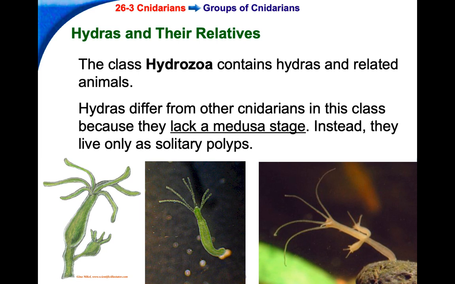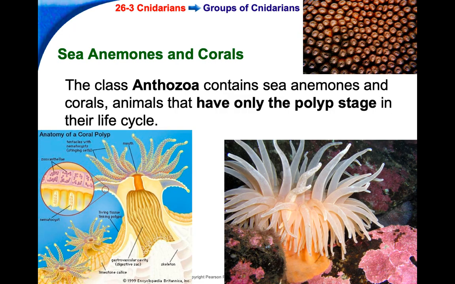Okay. And then finally, the last kind of class would be sea anemones and corals. And these are in the class, it's pronounced Anthozoa. And corals and sea anemones are lumped in together. Their major characteristic is that they only stay in the polyp stage, so they don't really ever do the medusa stage. They don't tend to go into the medusa stage, and they're pretty much just stationary.